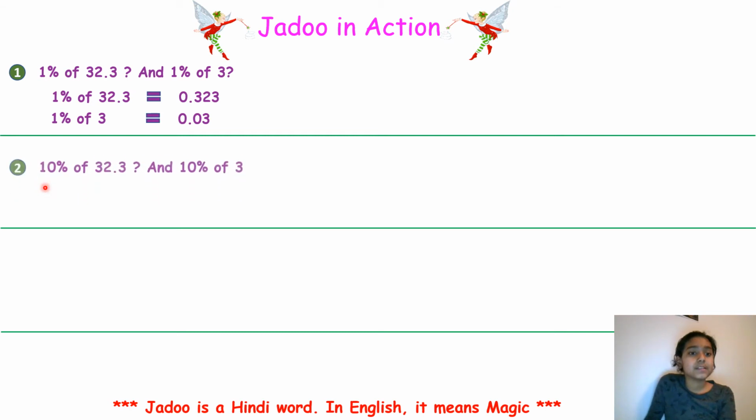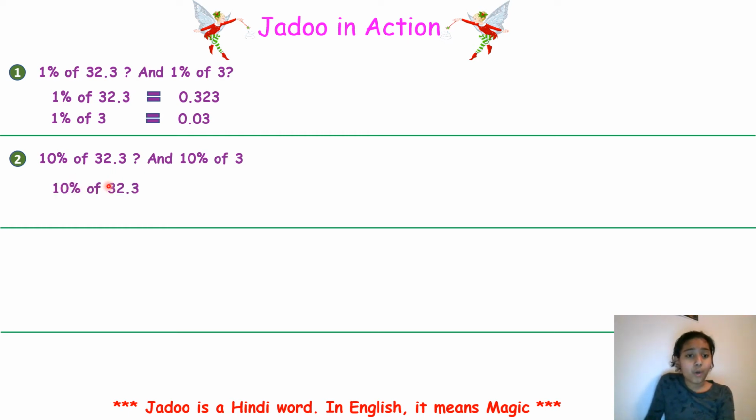Okay. Second question: 10% of 32.3. As per the trick, here we need to shift the decimal 1 digit from the right. So the answer would be 3.23. Okay, 10% of 3. Here again we'll add a 0, so then it would be 0.3.